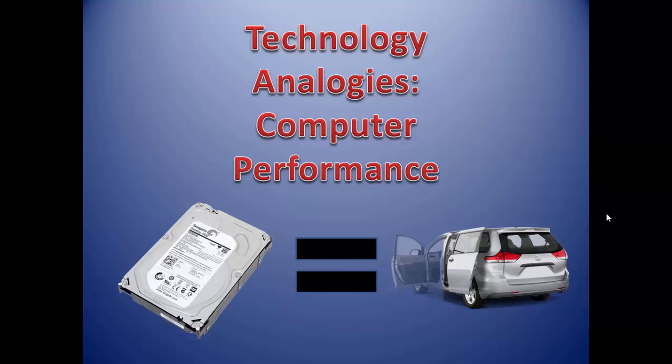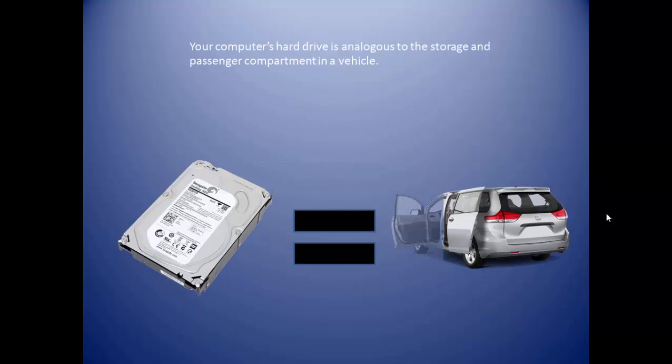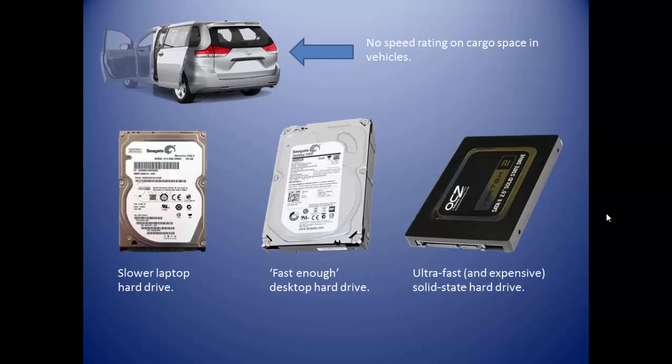Today we're going to cover some technology analogies, and we're going to cover that with regards to computer performance. One analogy is that the hard drive in your computer is somewhat analogous to the storage and cargo space in your vehicle, but it's different in that there's no speed rating on the cargo space in vehicles. There is a speed rating on various hard drives.